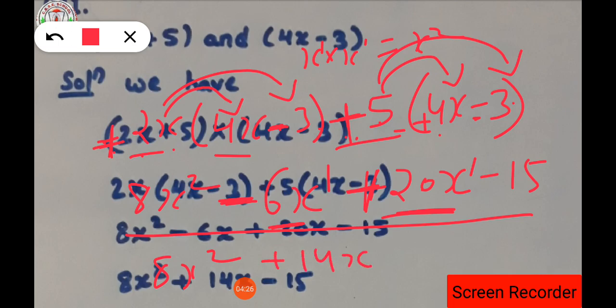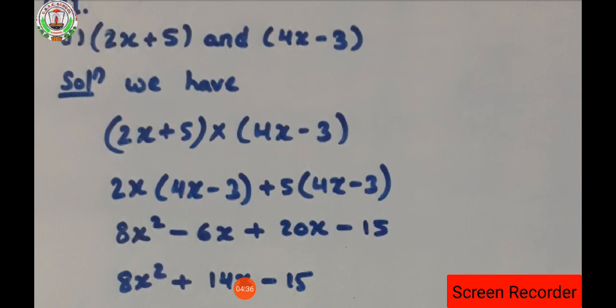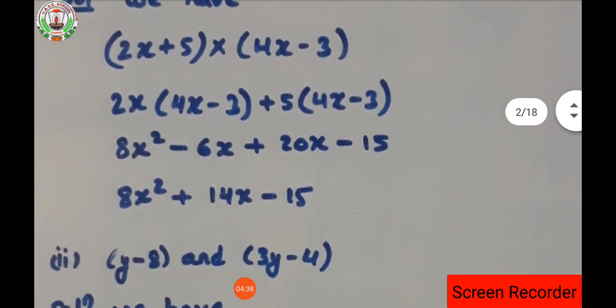Why is it plus 14? Because 20 is greater than 6. Whichever number is greater, its sign comes in the answer. So what is the answer for this? That is 8x square plus 14x minus 15.